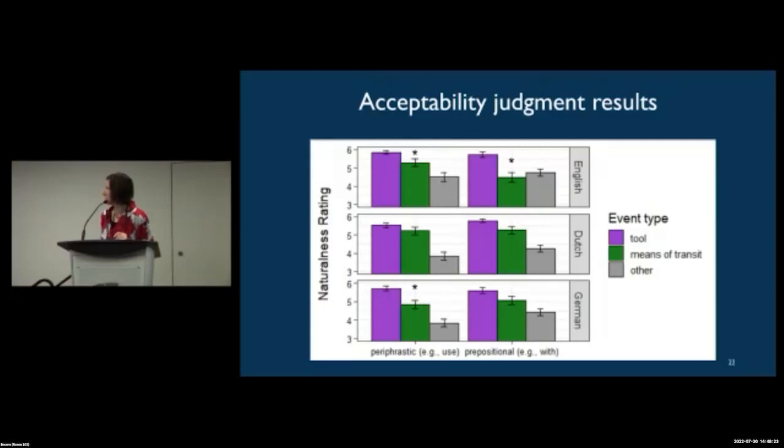And we see a very similar pattern for the acceptability judgments as well. For English, there is a significant drop-off in acceptability for both the use sentences and the with sentences. We don't see that drop-off in Dutch at all. And for German, we only see that drop-off for the use sentences. So there is variability across these languages as well.